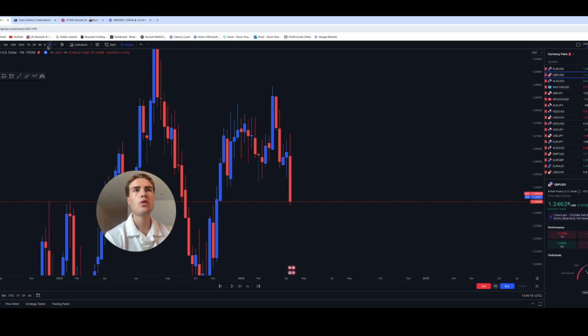So yeah, we'll start on the weekly. From the weekly, what we're doing, the weekly is currently bearish. The body's broken underneath this structure point. So you've got the weekly bearish.